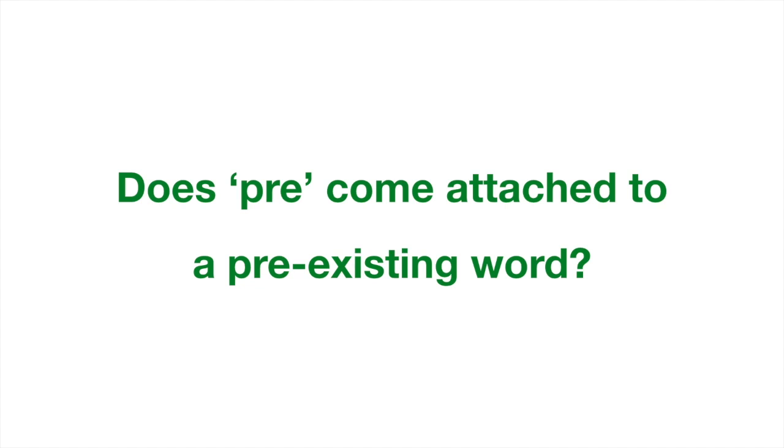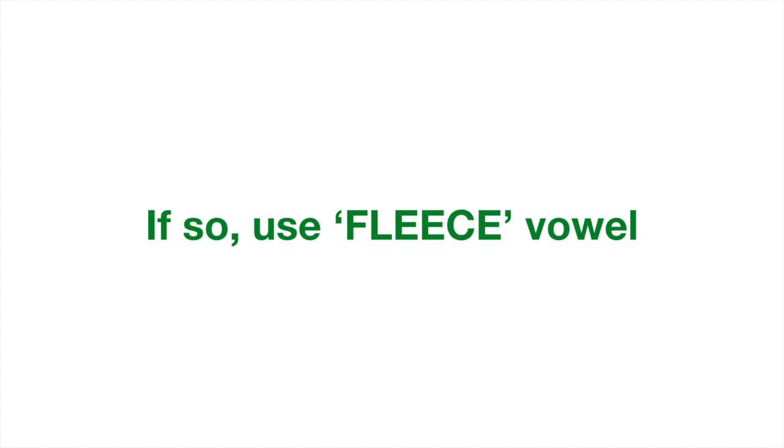So let's look at some other prefix words. Now, I'm sure there are exceptions, but what I'm noticing is this. If it comes attached to a pre-existing word, then we use a certain vowel sound. So if you're looking at a word with pre on it, ask yourself this: does pre come attached to a pre-existing word? So, for example, the word existing is the pre-existing word in pre-existing, right? So if that's the case, then we use the fleece vowel, which is a long E vowel, just like in presupposition. But if not, then it could be one of three vowels.